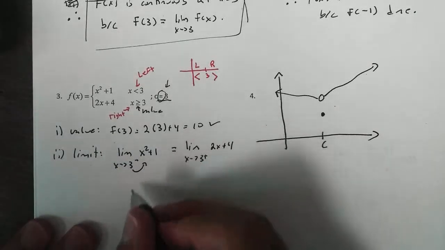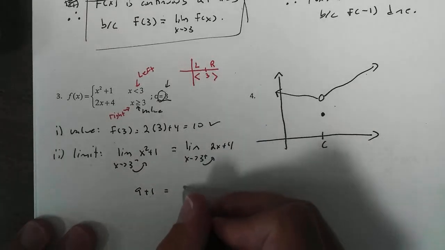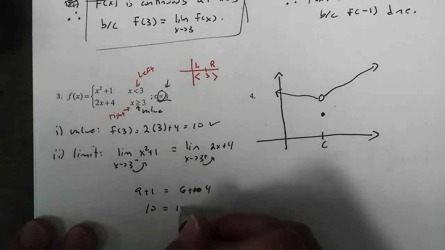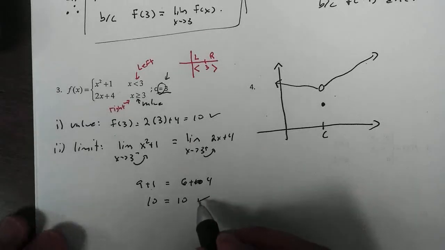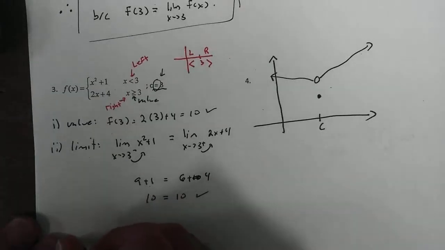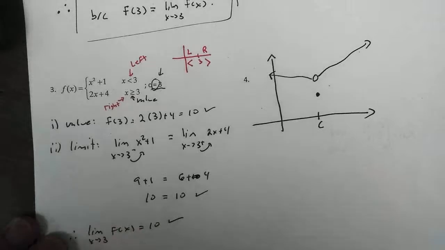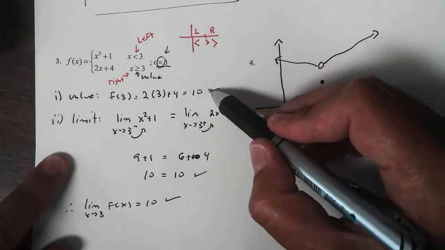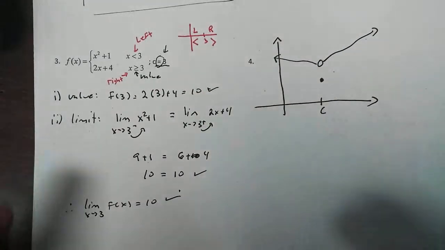So when I put this in now, we're going to get 9 plus 1 equals, plug in here, that's 6 plus 10. Whoops, so plus 4, I got ahead of myself. So 10 does equal 10. Ta-da! So does the limit exist? Yes. So we can say, therefore, the limit as x approaches 3 of my function is 10. This is a long process, I hear you. So the values exist and the limit exists. They are the same, and that's what we want.